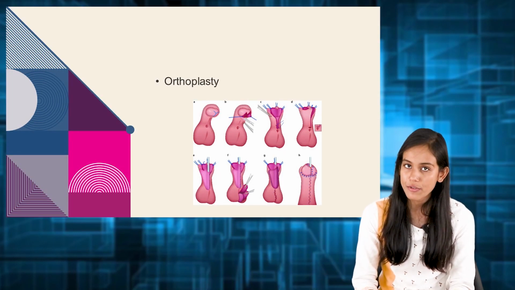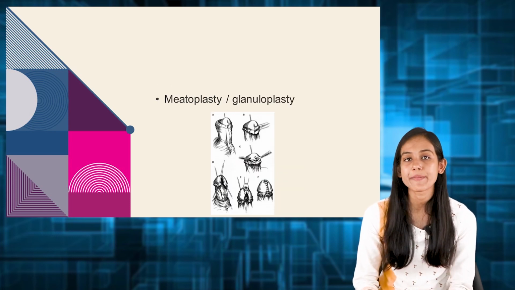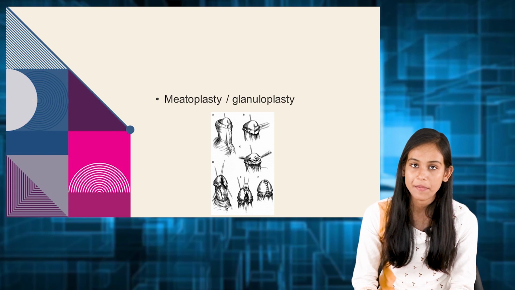Now, there are several surgical procedures through which this condition is corrected. The first is orthoplasty, then they do urethroplasty, and the third one is meatoplasty or glanuloplasty. Each of these procedures has its own goal. When we started talking about surgical management, I told you about goals, right? Each of these procedures would achieve its individual goal. I also told you that one of the goals would be straightening the penis, right? That is done through orthoplasty.